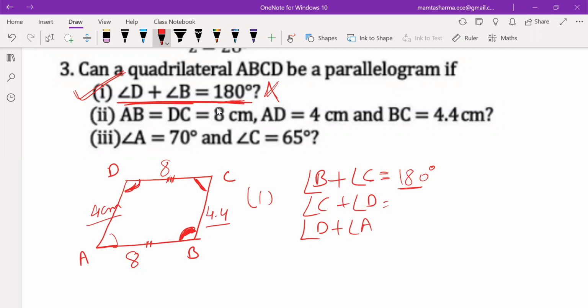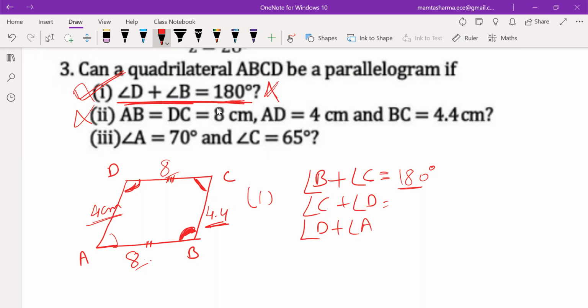So in the parallelogram definition, I told you that the opposite sides should be parallel and they should be of equal length. Here, are they equal in length? 8 is equal. 4 and 4.4 are not equal. So this will not be a parallelogram. This is also not a parallelogram. Now let's check the third property.